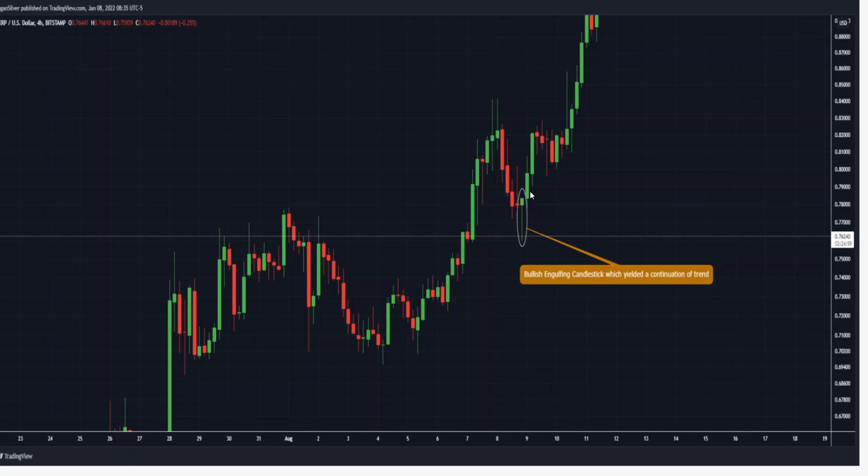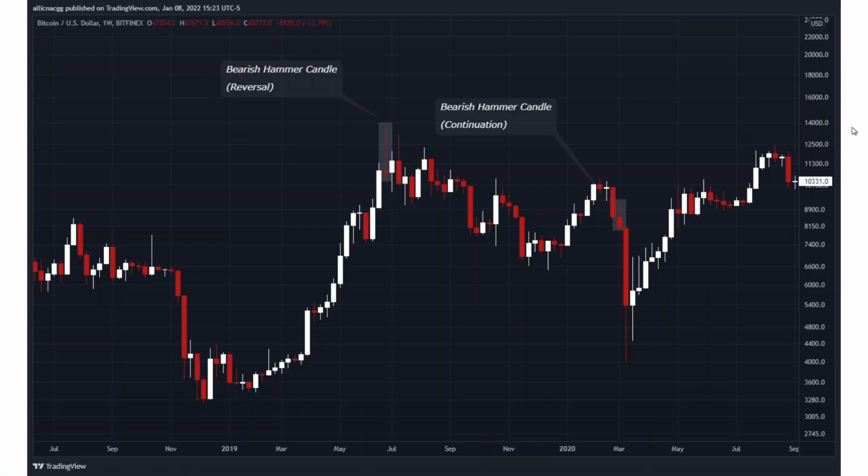And then it came right back up because, as Austin said, buyers regained control, lots of buyers at this level, and pushes higher. Yep. So here are two examples of hammer candles. We're looking at a hammer candle right here, which was used for a reversal. And as you can see, it is a hammer candle because price did close below the open, so it is a bearish hammer candle here.